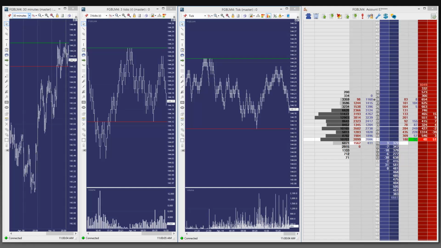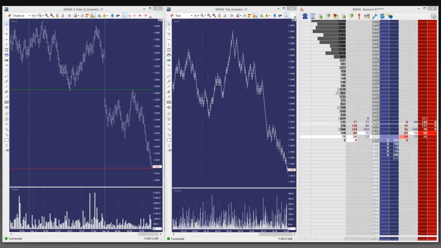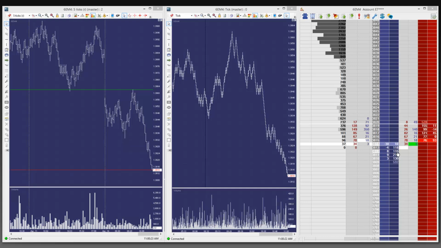So I'll switch over to the, so this is the 6E. You can kind of tell in terms of depth. It's a little bit thinner.